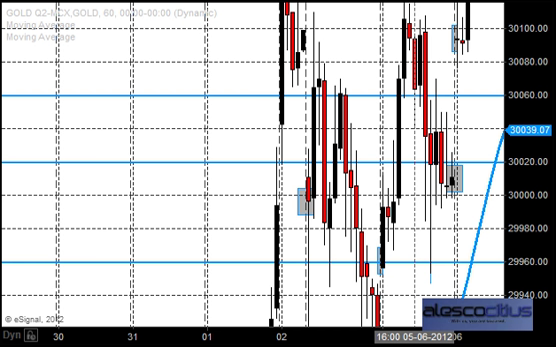Good morning. In this presentation, we are going to see how we can trade in MCX Gold for this week. Before looking into that, let us see what happened last week and what we expected last week.